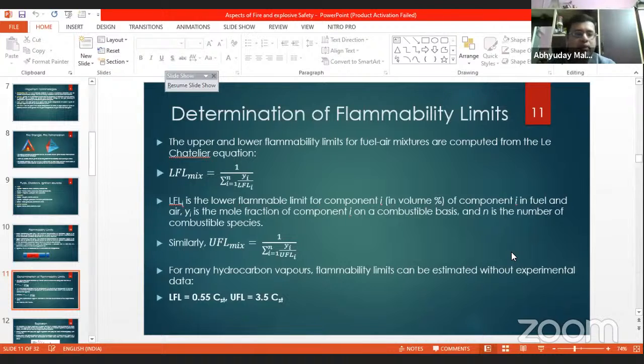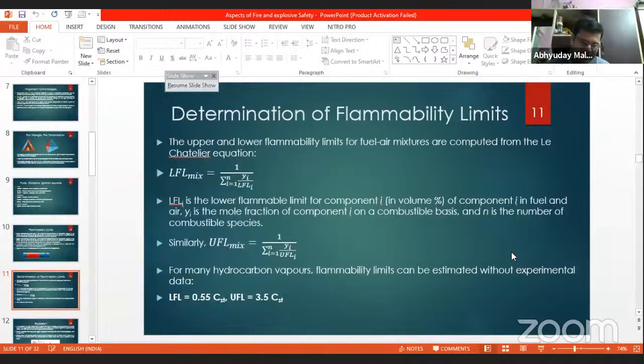The mixture lower flammability limit is given by the reciprocal of the sum, for i equal to 1 to n, of yi by LFLi. LFLi is the lower flammability limit for the ith component in the mixture. yi is the mole fraction of the ith component of the mixture on a combustible basis, and this is very important. yi is the mole fraction of the ith fuel on a combustible basis. And n is the number of combustible species.